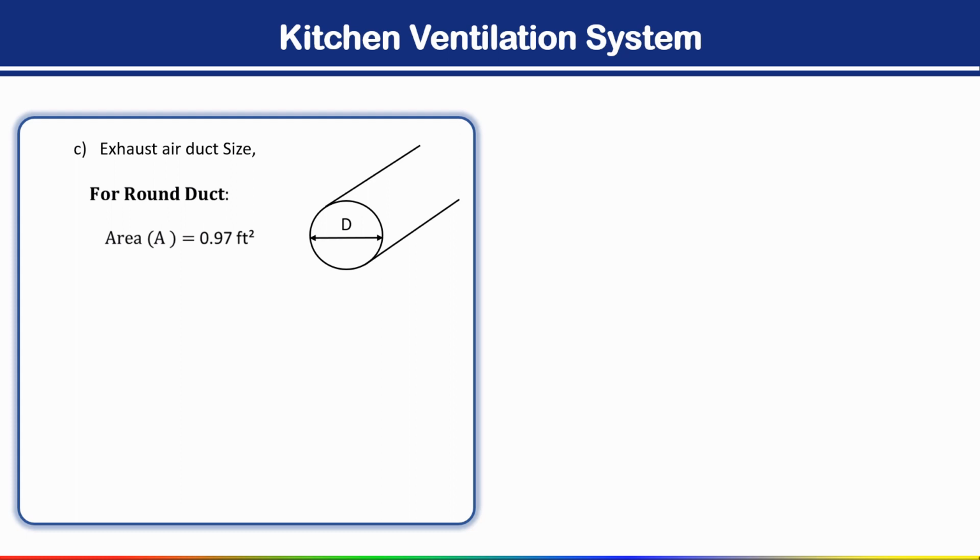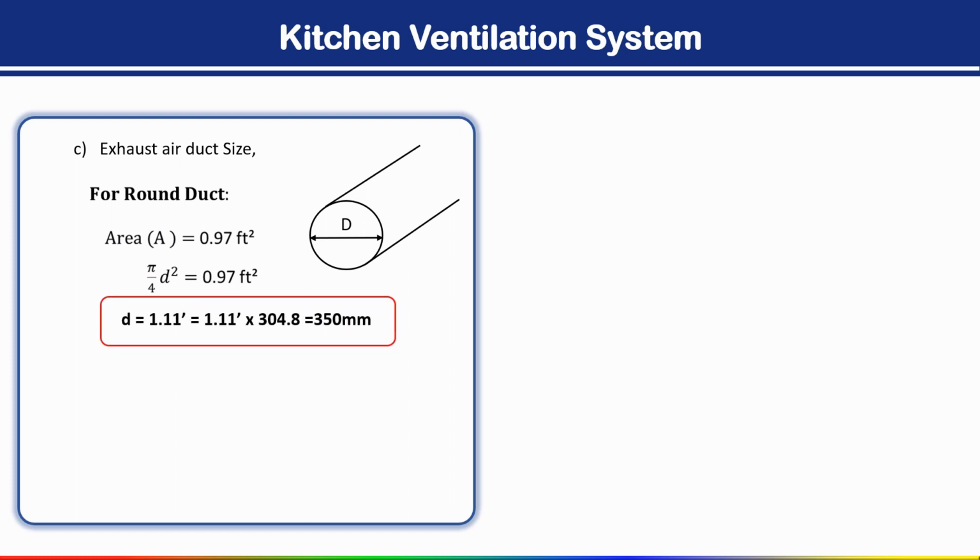0.97 square feet. Now tell me, what is the area of a circle? Pi by 4 d square. So here we have to find the diameter, so you just cross multiply. Finally you will get the diameter 1.11 feet. Now convert the feet into mm, so we get the value 350 mm. In this way we calculate the size of a round duct.